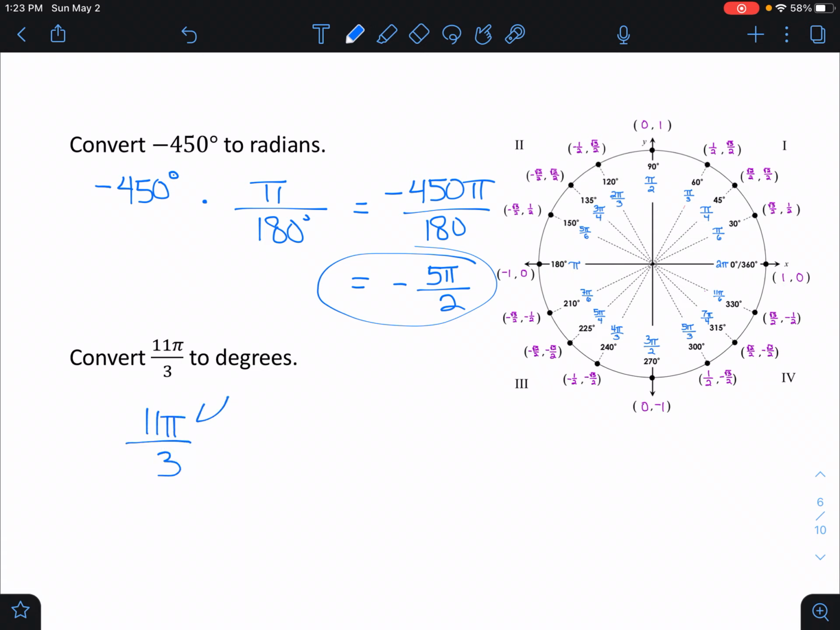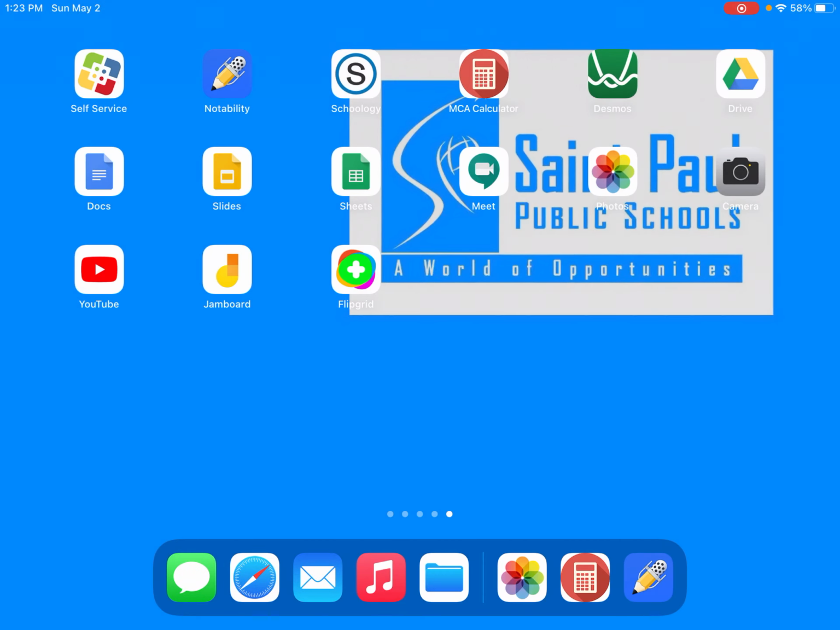Remember, it's assumed this is radians, so if you don't write the radians, that's okay. I just know that I need to cancel out that pi, so I'm going to put the pi on the bottom, 180 degrees on the top. The pi's will cancel. So I'll go 11 times 180 divided by 3. And you can write your answer right away if you want.